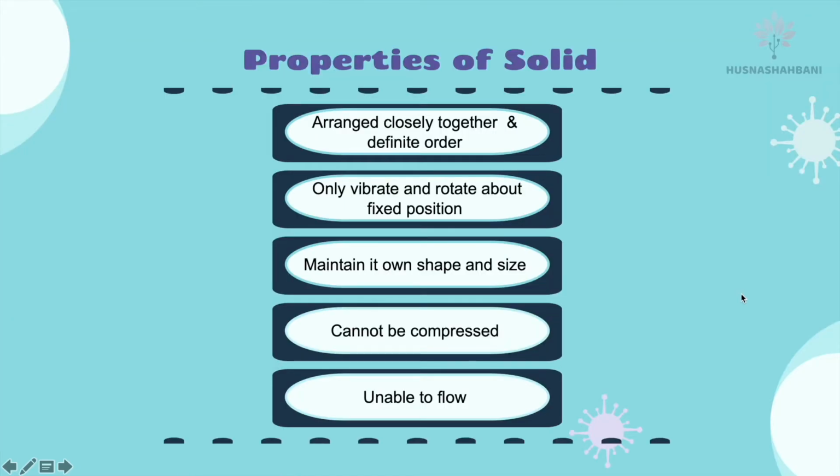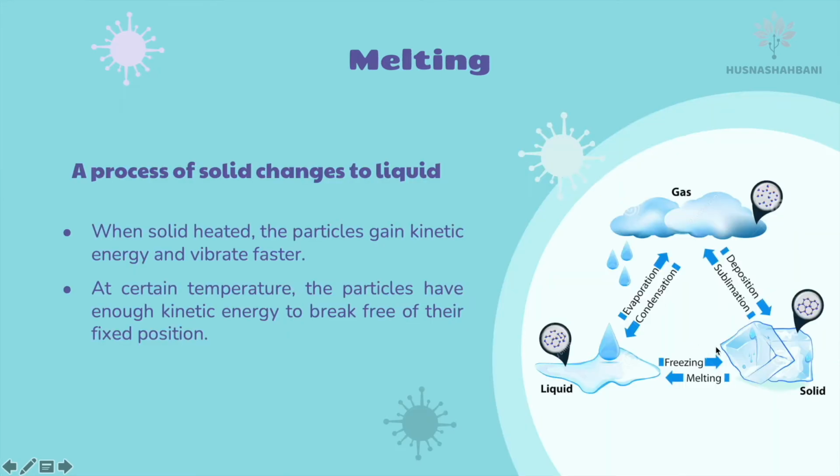Solid. Properties of solid. Solids are arranged closely together in a definite order, only vibrate and rotate about a fixed position, maintain their own shape and size, cannot be compressed and are unable to flow.